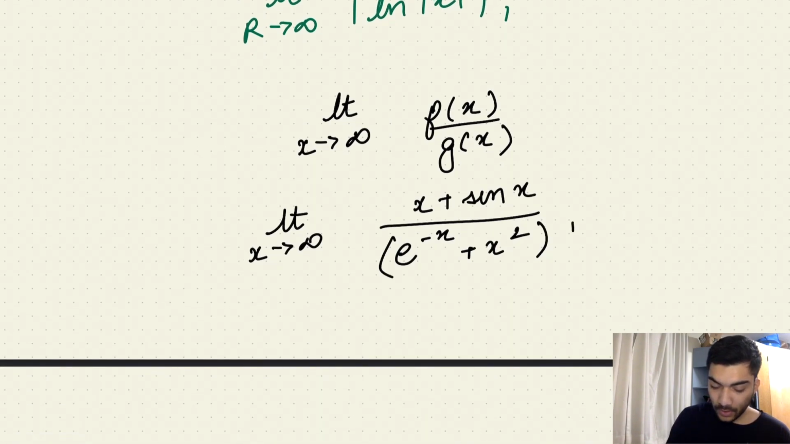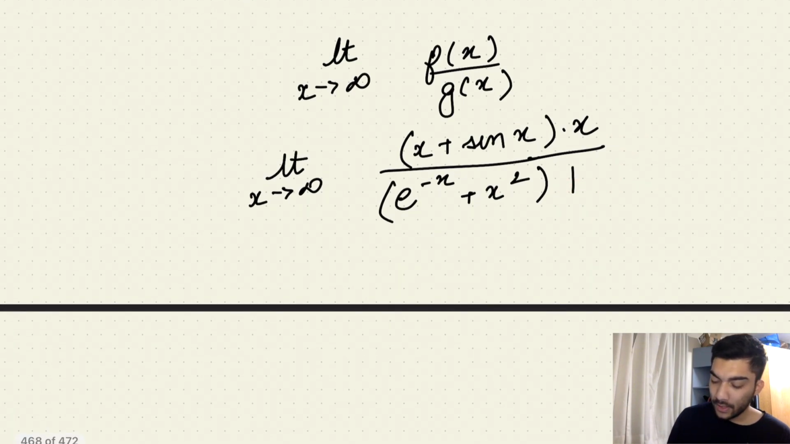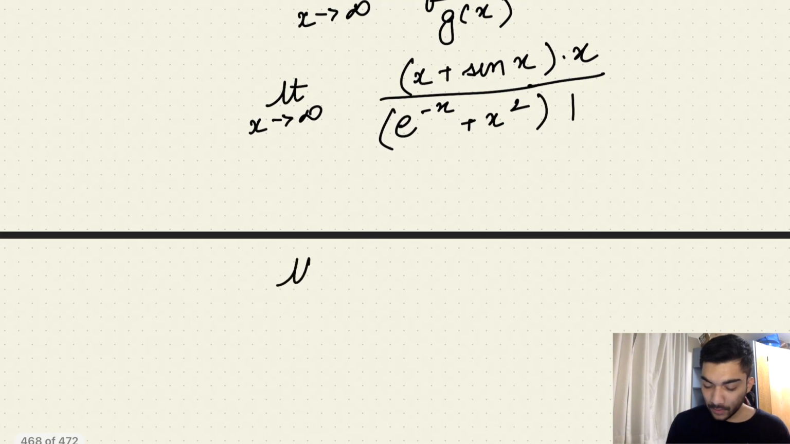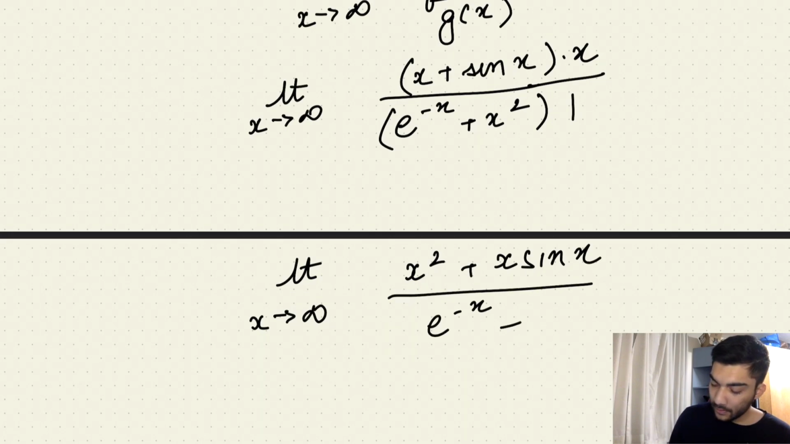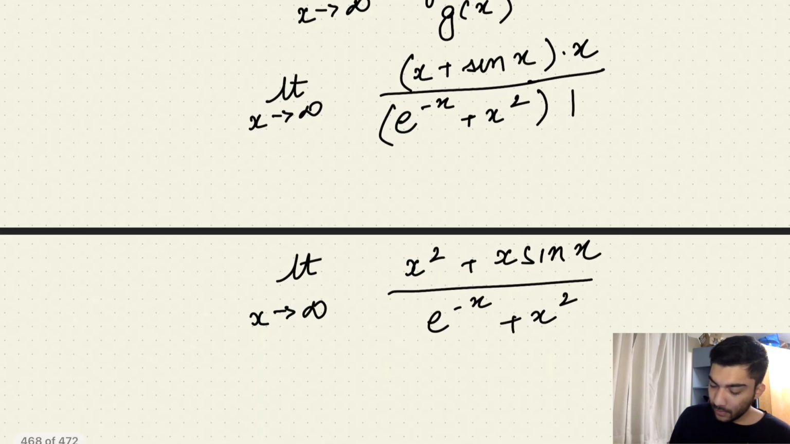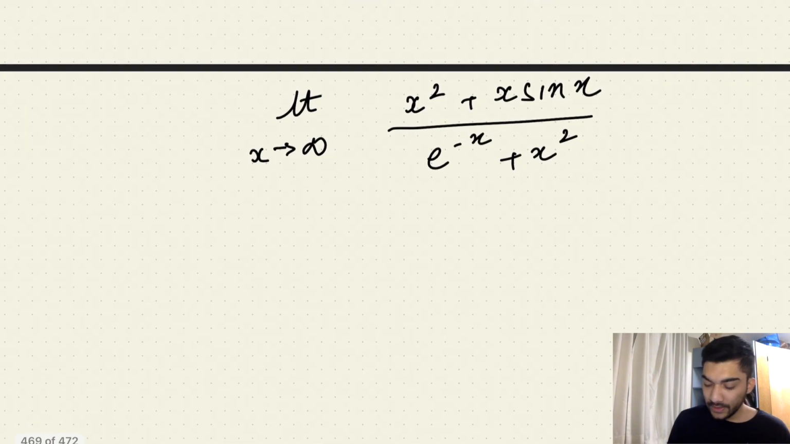So if g of x is 1 by x, we can multiply this expression by 1 by x in this case, right? So if we have 1 by x over here, I can take the x in the numerator, right? So our final expression will simply look like the limit as x approaches infinity of x square plus x sine x upon e to the power minus x plus x square in this case, right?